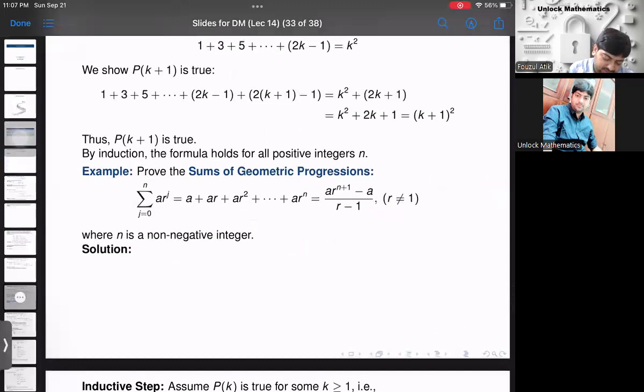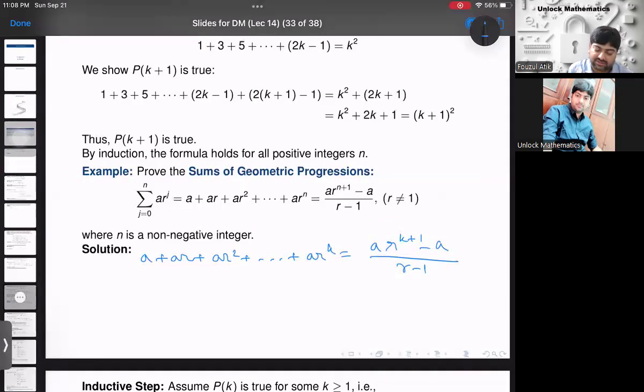Okay, sorry. So your Pk says a plus ar plus ar square plus dot dot dot a r to the power k is equal to a r to the power k plus 1 minus a divided by r minus 1. So this is equation number 1. So you assume that Pk is true. Now what is your next job? Your job is to prove Pk plus 1 is also true. Now Pk plus 1, the same expression you should have, with n equal to k plus 1.